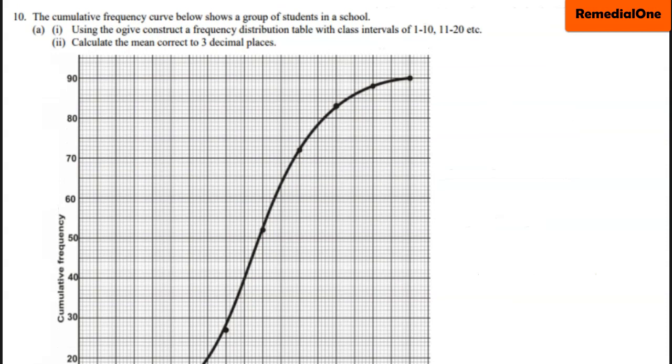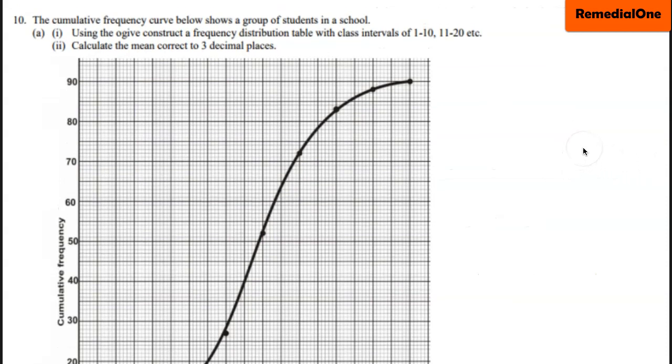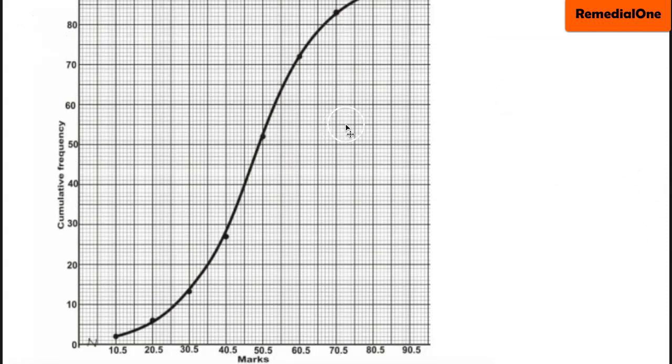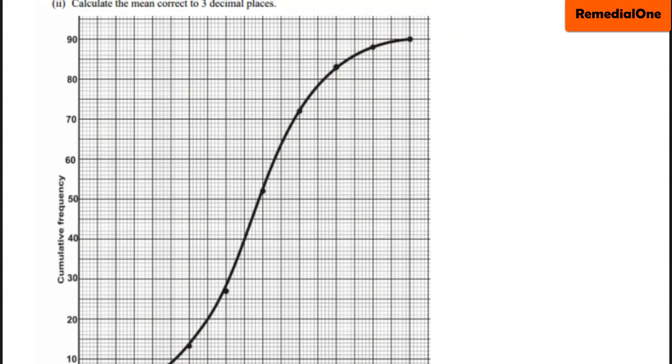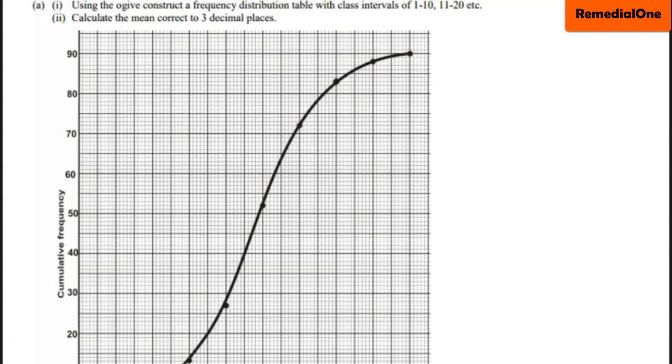I have a graph. The cumulative frequency curve below shows a group of students in a school. A. Using the ogive, construct a frequency distribution table with class intervals of 1 to 10, 11 to 20, and then II. Calculate the mean correct to 3 decimal places. So this is the cumulative frequency curve. So you are supposed to use this to construct the frequency distribution table, and then you find the mean as well. Let's look at the B part.